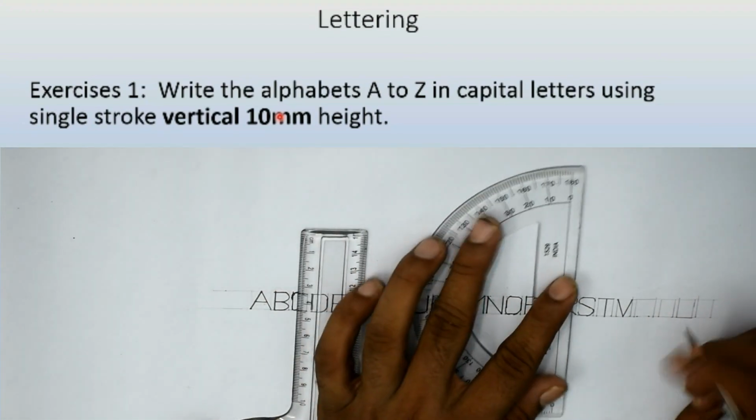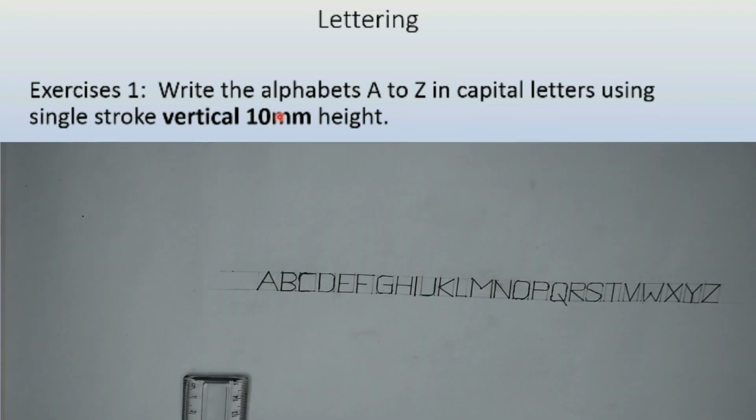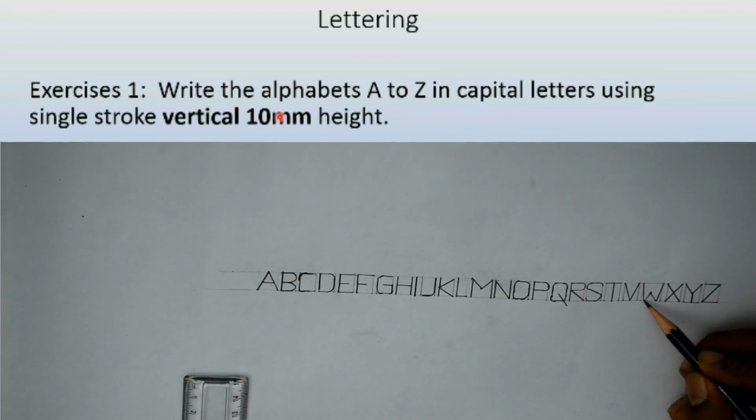This is for W. This is a special case. See that I will join. So see, now I have completed this. I told you to take 1.5 distance, and I have joined this line and this line. I have taken one point and I have joined this.